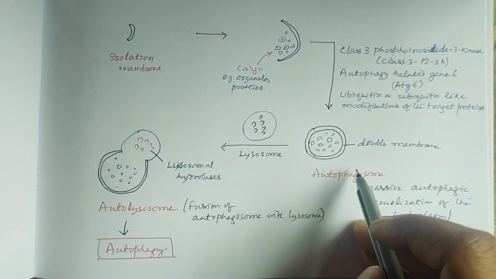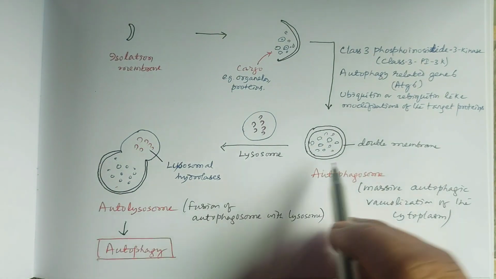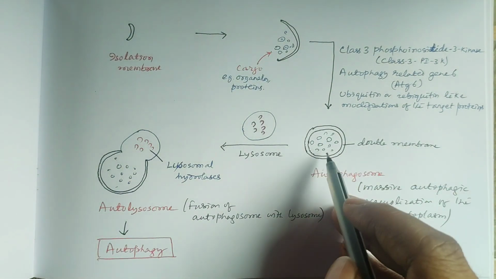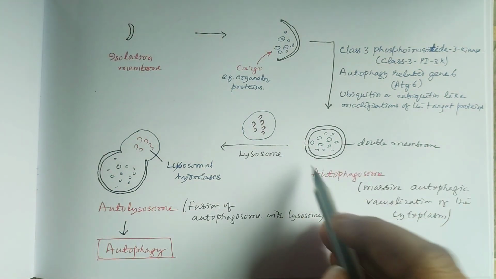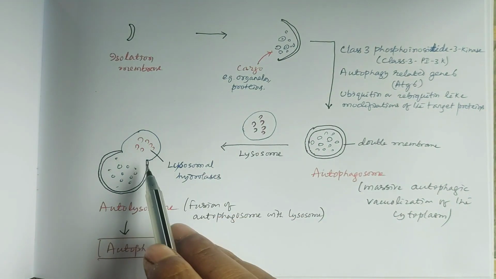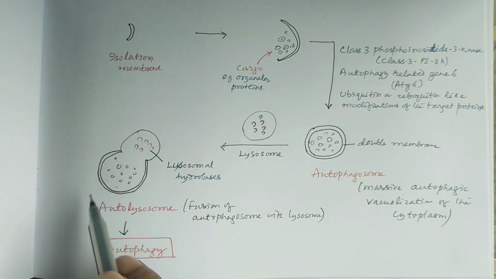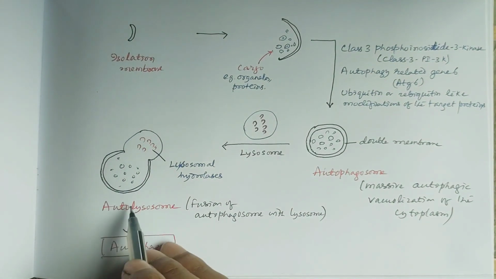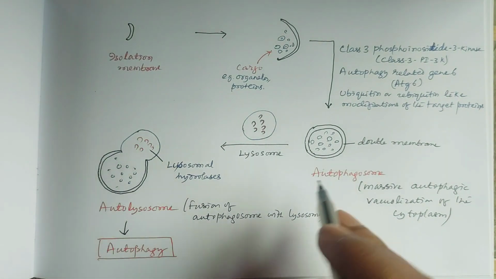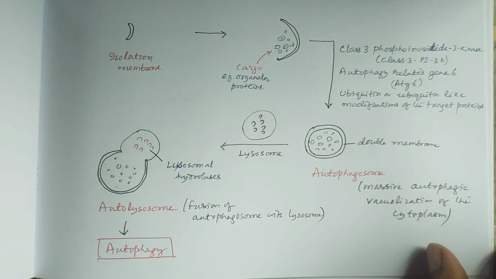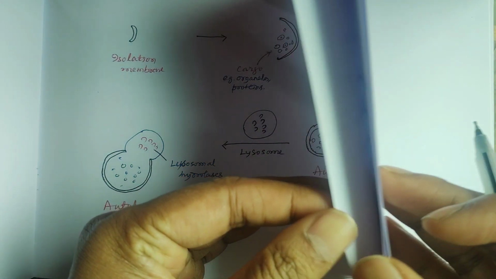Now this autophagosome will fuse with the lysosome of the same cell. Some of these cytoplasmic components form this autophagosome, which we call autophagic vacuolization. Then this autophagosome will fuse with the lysosome, so the lysosomal hydrolases, the enzymes, will degrade these components of the autophagosome. We call this complex the autolysosome, and some of the cellular contents will be degraded in the cell.